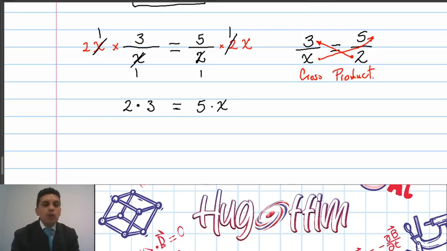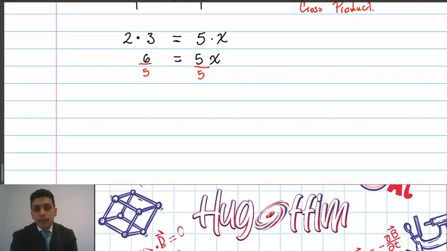Okay, the cross product is only an application of properties of equalities that you see when you solve equations. In solving proportions, you can always apply the cross product to solve the proportion. In this case, we're going to have that 3 times 2 is 6 equals 5x. And now you can just divide by 5, both sides, to have that x is going to be 6 over 5.